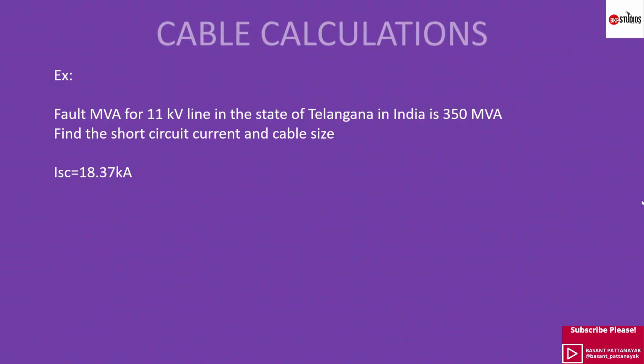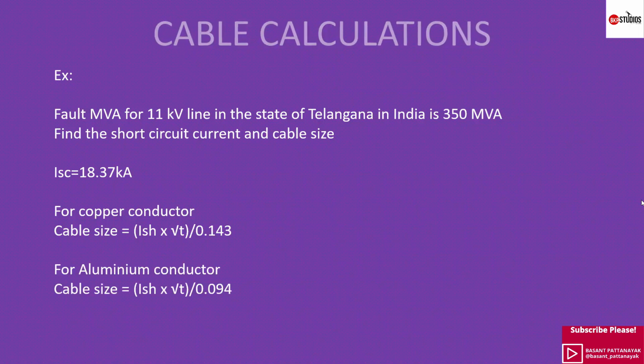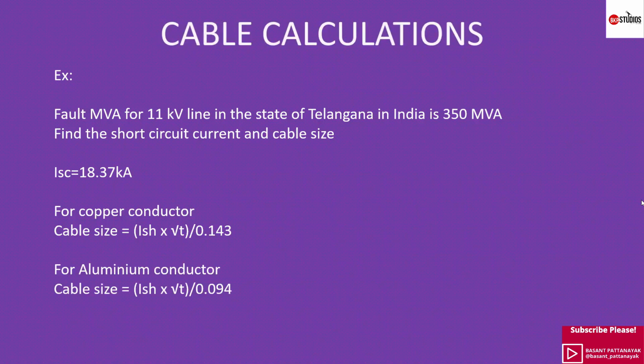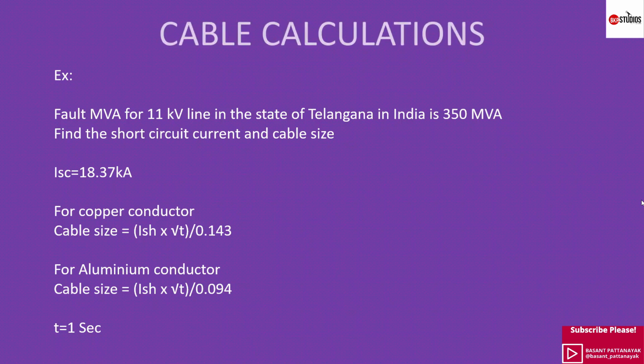What are our equations for cable sizing? For copper, the equation is ISH, short circuit current, into root T divided by 0.143. For aluminium, ISH into root T divided by 0.094. T I am taking as 1 second. In India, for higher size cable, aluminium is the preferred material. So I am substituting these values in the aluminium cable size equation.